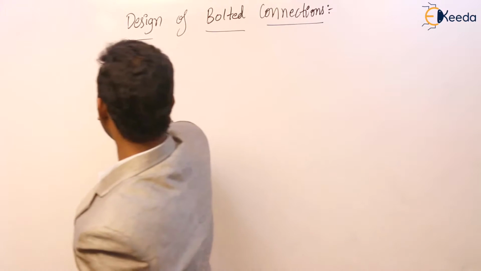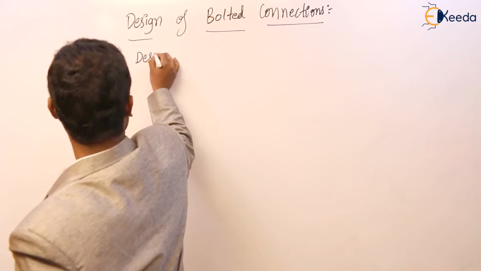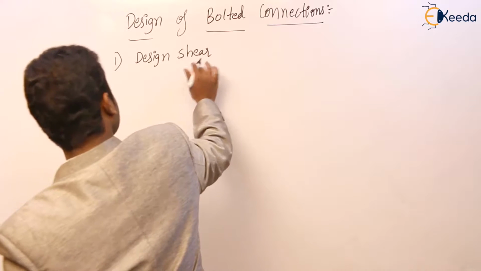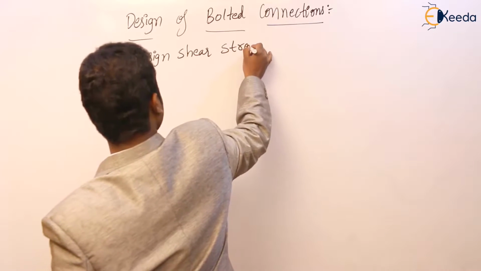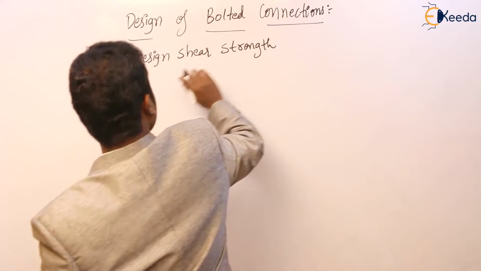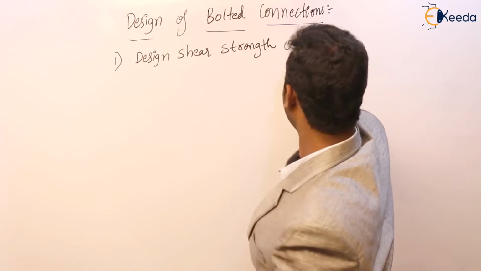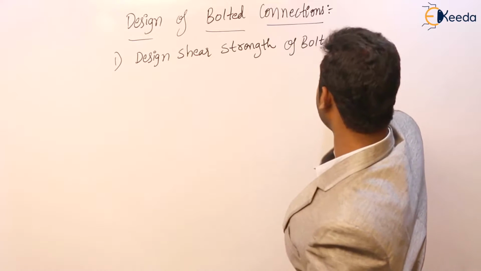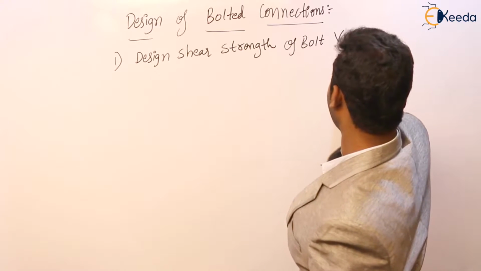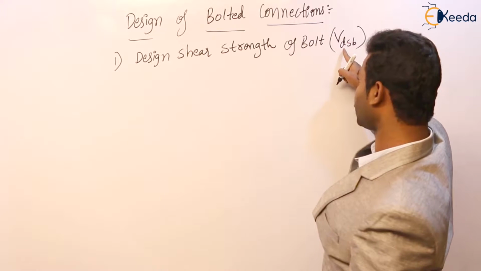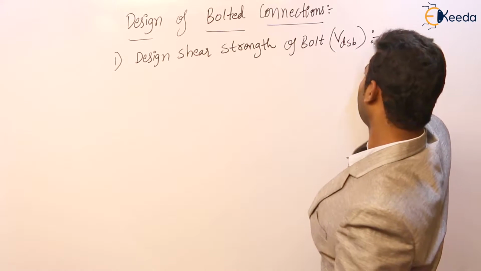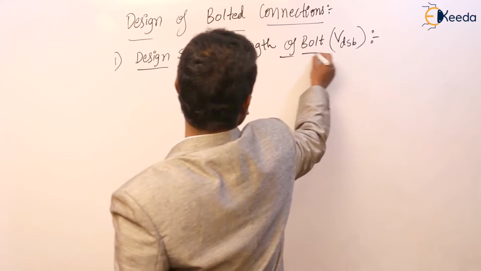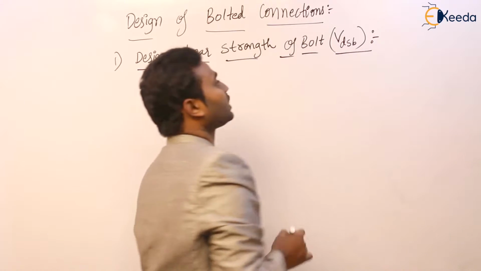That is the design shear strength of the bolt. We represent it with capital V with suffix DSB, V DSB: the design shear strength of the bolt.